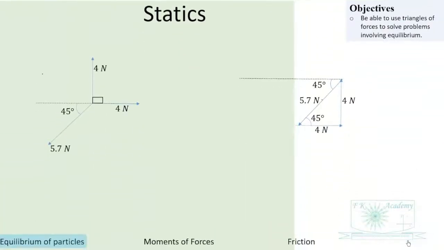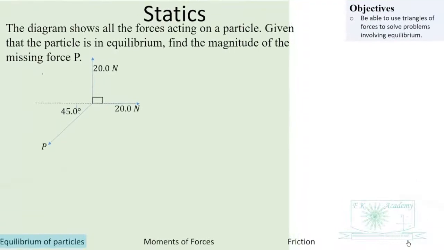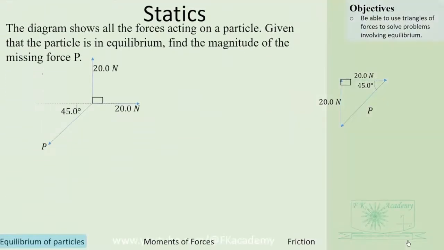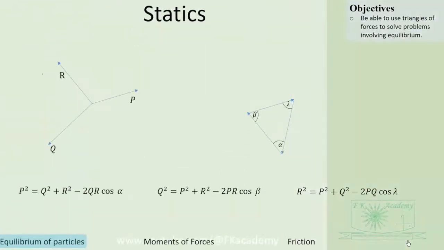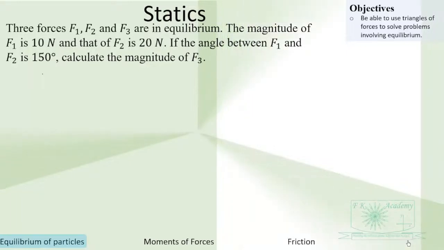So we will consider an example where the triangle of forces will form a right angle triangle. Then we'll also consider another example where the triangle of forces will not be a right angle triangle, where we can use the cosine rule to solve for the missing force, the magnitude of the missing force. So let's begin.